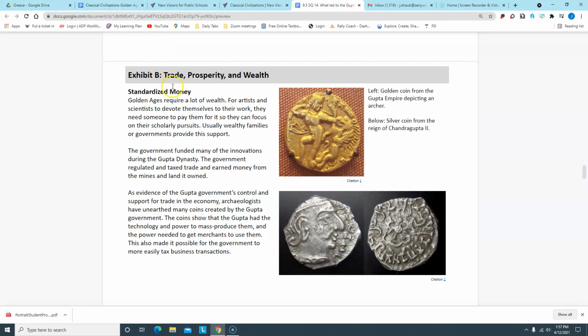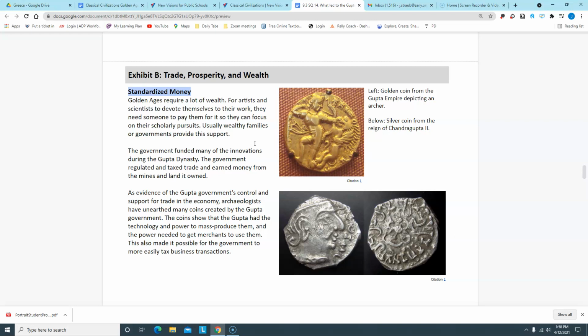Now, Exhibit B, Trade, Prosperity, and Wealth. Standardized money. Golden ages require a lot of wealth. For artists and scientists to devote themselves to their work, they need someone to pay them for it so they can focus on their scholarly pursuits. Usually, wealthy families or governments provide the support. The government funded many of the innovations during the Gupta dynasty.